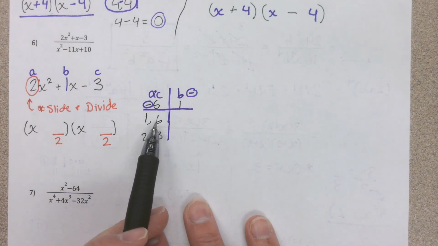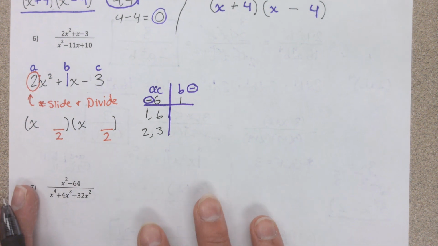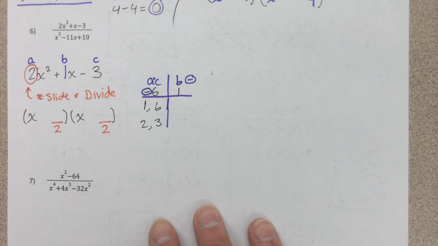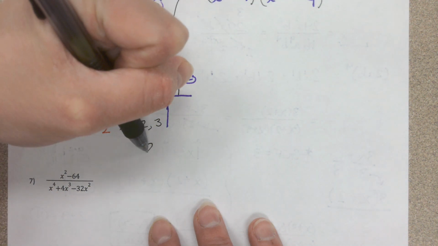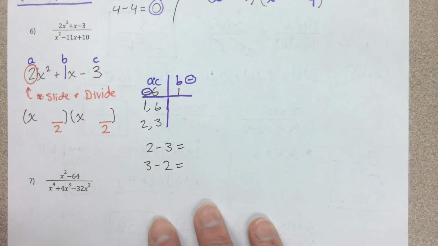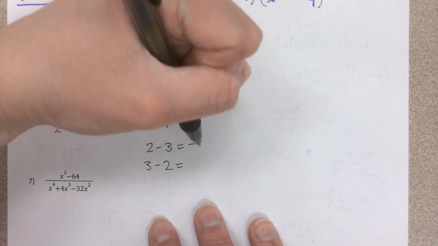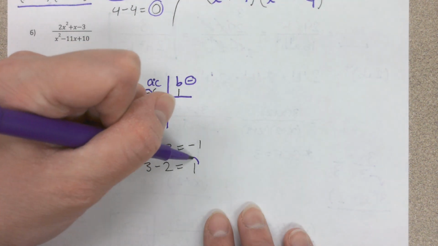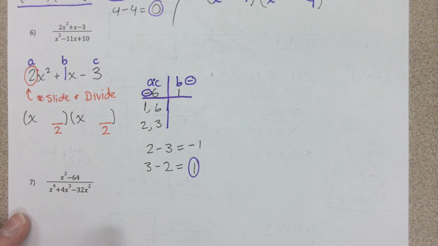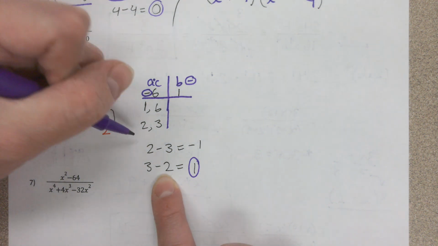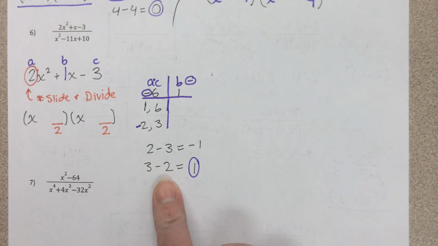If I subtract 1 and 6, I'll get 5. So clearly I'm going to use 2 and 3. Again, when it's subtraction, I want to see both ways, go both ways. 2 minus 3, 3 minus 2. 2 minus 3 is -1. 3 minus 2 is positive 1. I want positive 1 for my problem. So I'm going to go with this version, 3 and -2. The negative goes on the 2, not the 3.